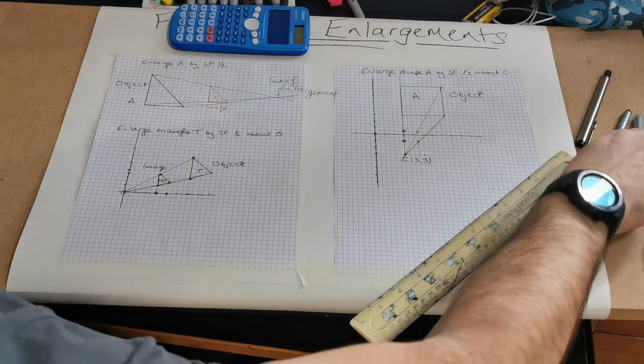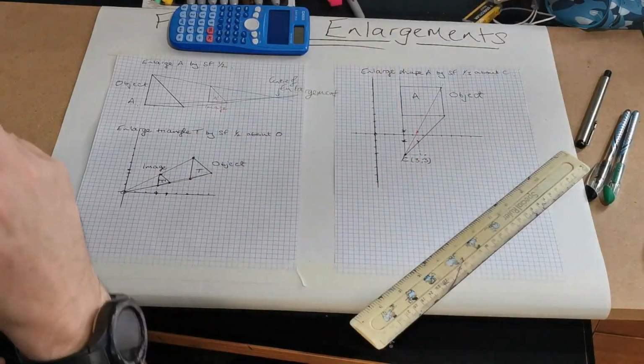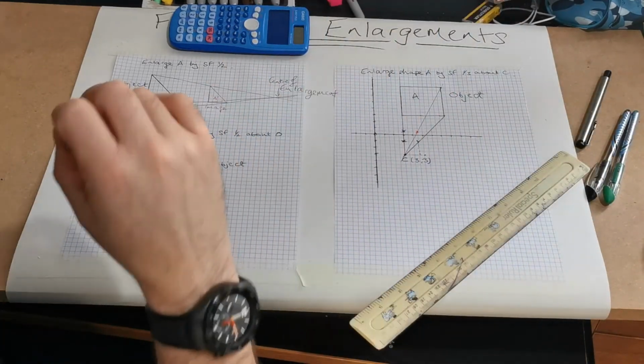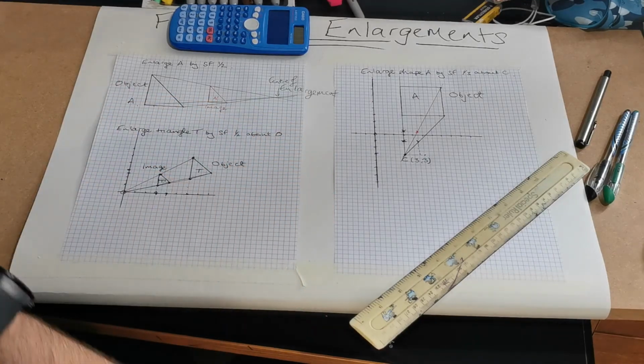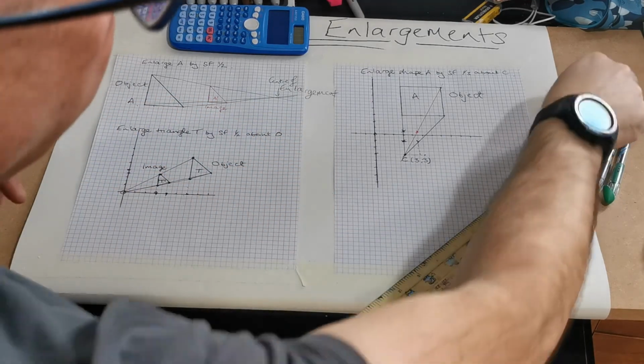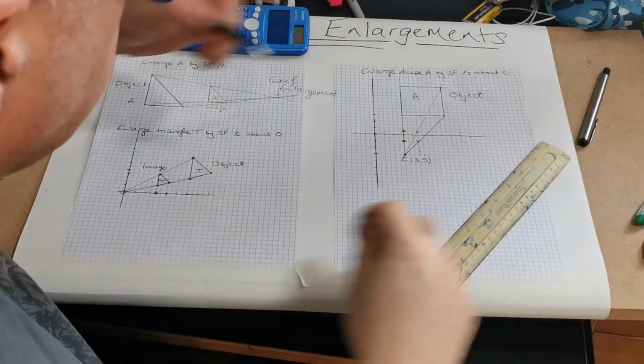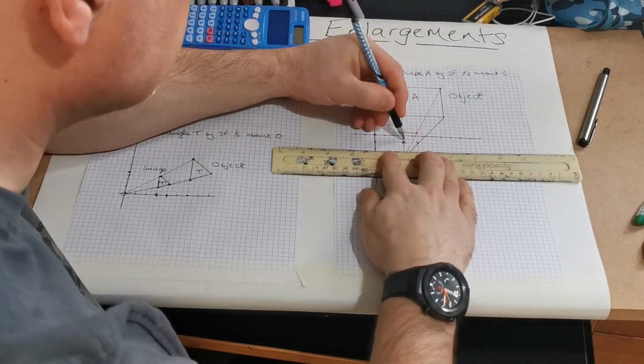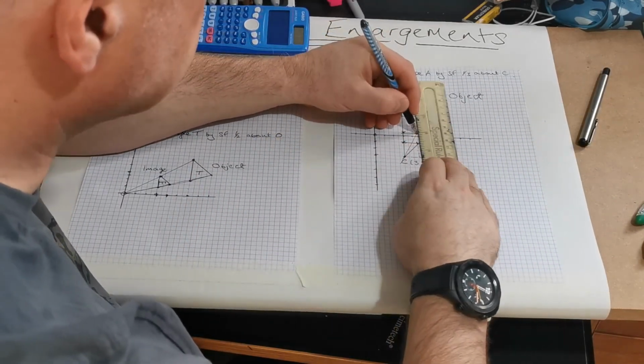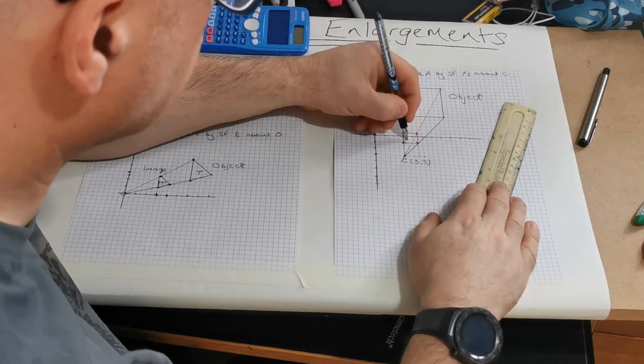So different ways of doing it, but it's still following that idea of drawing the rays in to show us the position of the centre of the enlargement, and remembering that the image for a fractional enlargement is going to be smaller than the object.